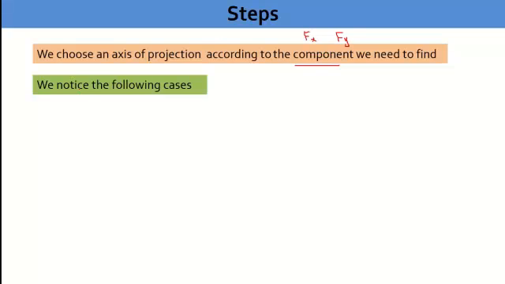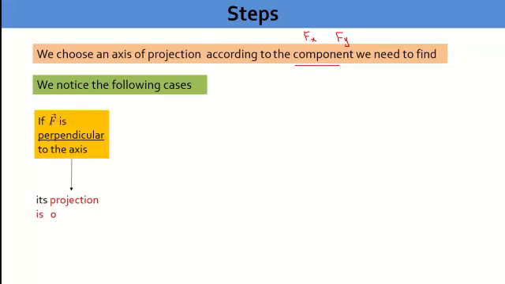Second step, we notice the following cases. So we have many cases. First, if the force whose component we are finding is perpendicular to the axis we choose, then in this case its projection to this axis is 0. And we will see what we mean by this.